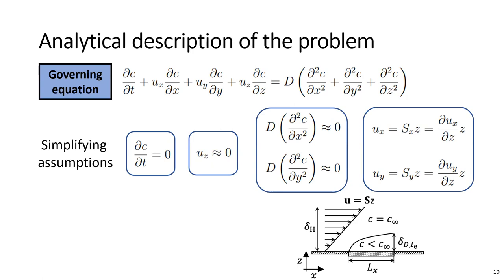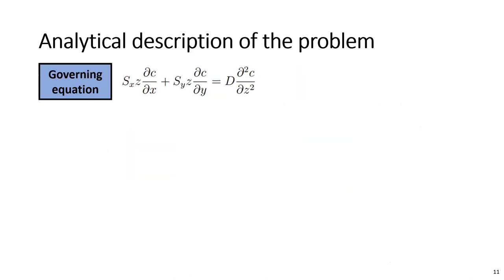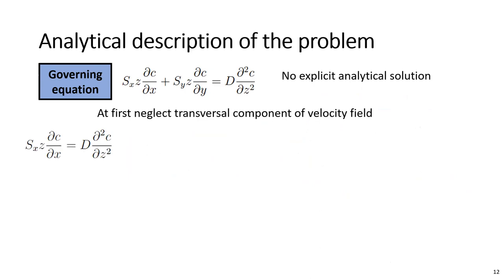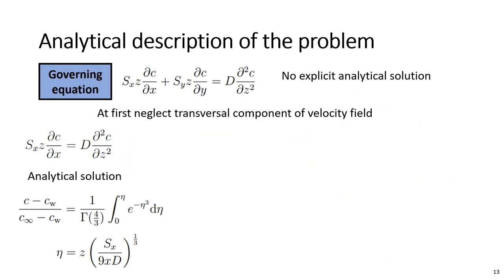And finally, if the Schmidt number is also high enough, we can consider linear dependence of the velocity field vector on the wall shear rate vector. So the current form of the governing equation is the following, which unfortunately still has no analytical solution. That means at the first step, we neglect the transversal component of the velocity field vector. That leads to this partial differential equation.